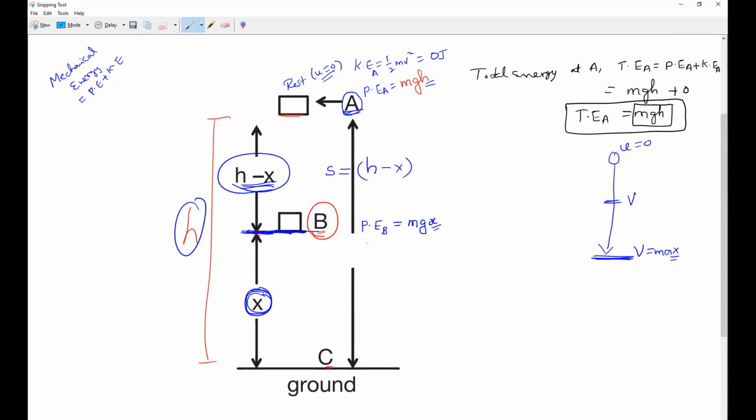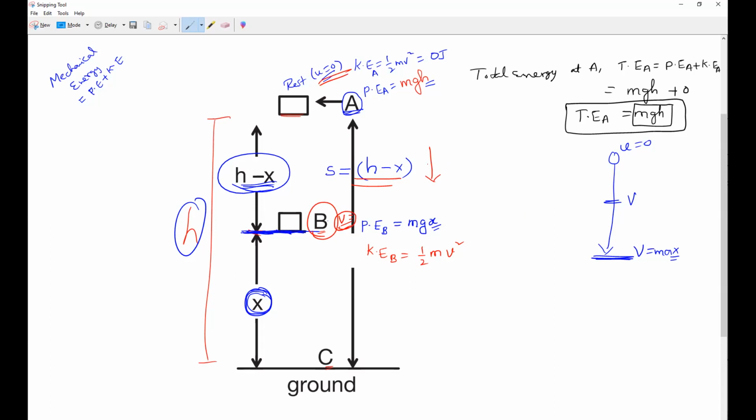Now, if you want to find the kinetic energy at this point, then you need to know half m V square. But we don't know the V. Am I right or wrong? What is that V? We don't know. So how to find the V? I know the displacement. I know the acceleration. Anybody can tell? Which equation we have to use? Initial velocity is 0, and we want to find the velocity at this point. So what is the equation?